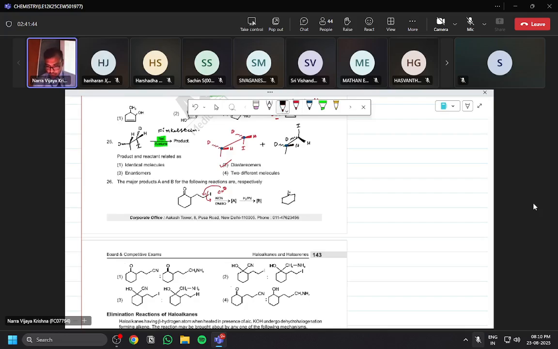This is the double bond O. Over this carbon, you will have cyanide now. Correct? Now hydrogen in presence of palladium means you are doing a reduction. Then cyanide will be reduced to amine. Correct, sir?